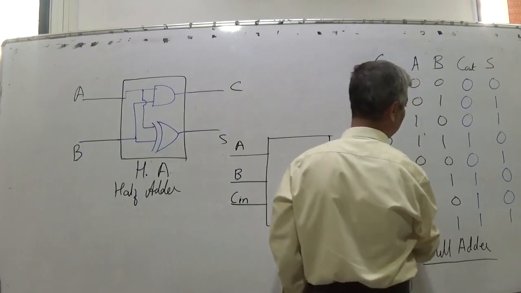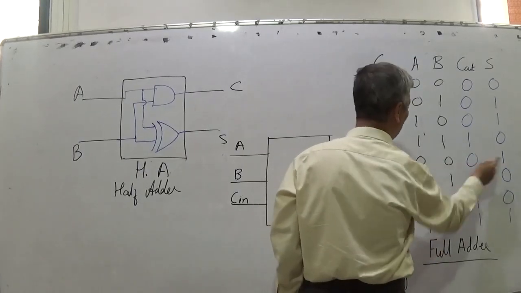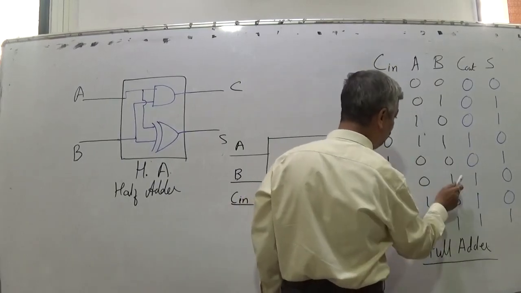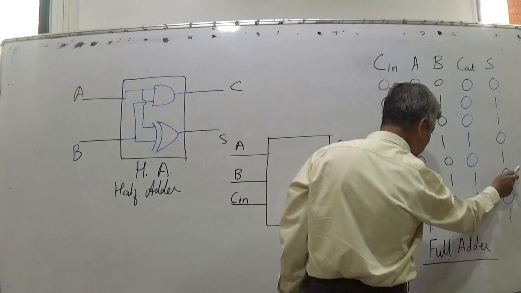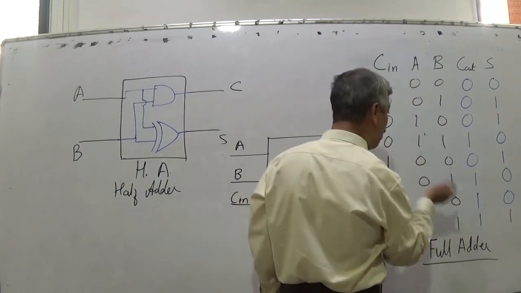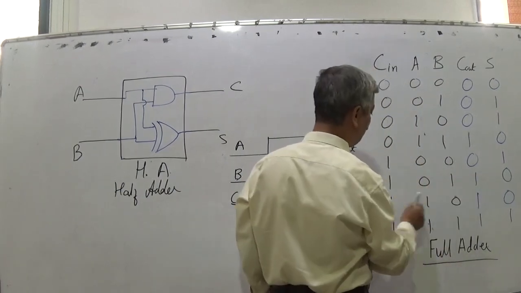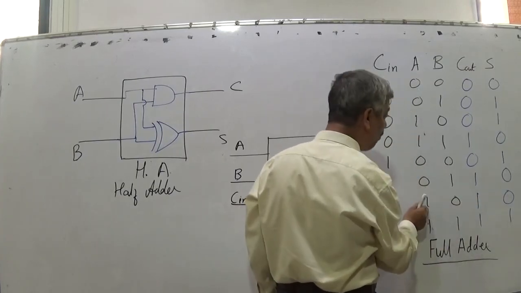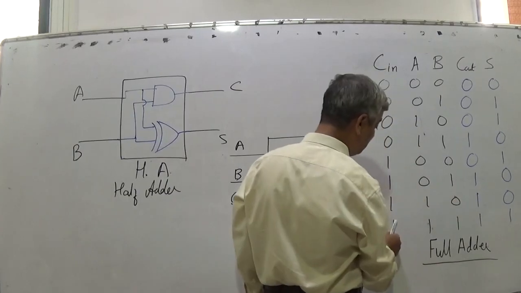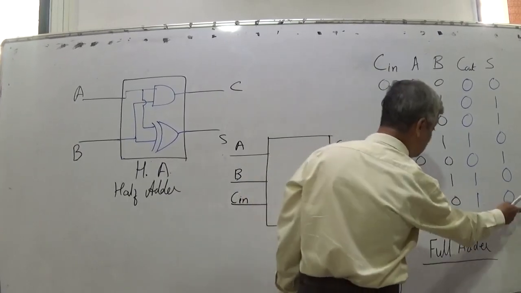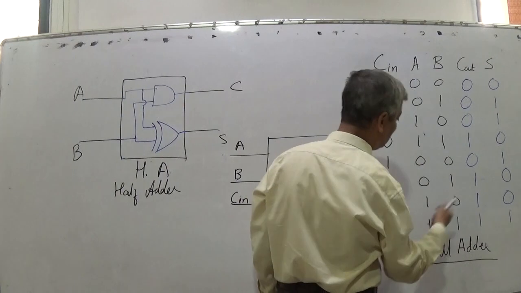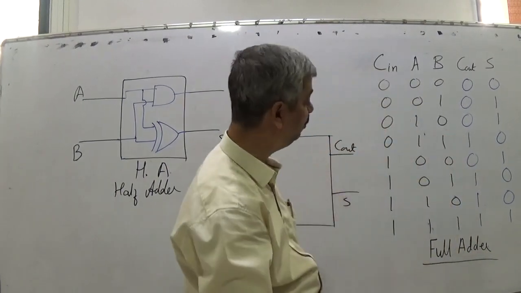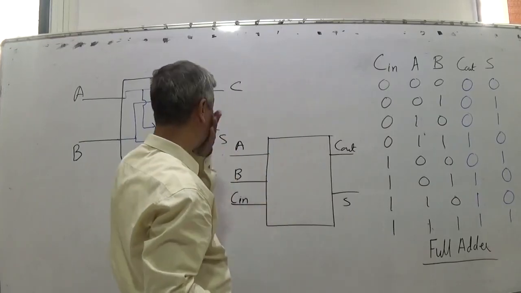Number of ones 1, that is odd, sum 1, number of ones less than 2, carry 0. Number of ones 2, so even, sum 0, but number of ones 2 or more, carry 1. Number of ones 2, that is even, sum 0, carry 1. Number of ones 3, it is odd, so sum 1, and number of ones 2 or more, carry 1. So this is called as full adder.